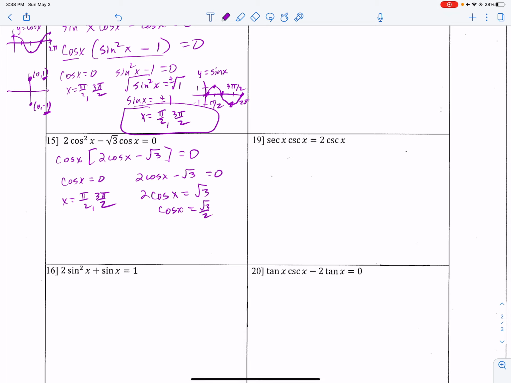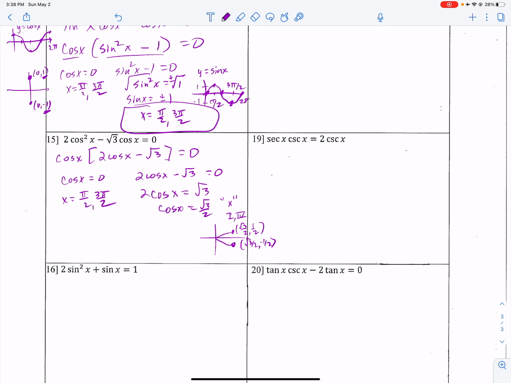Well, cosine is your x value in the unit circle, and I need all places where the x value is a positive root 3 over 2, which is in quadrant 1 and in quadrant 4, and it's going to be your 30-degree reference angles. So if I think on the unit circle here, at pi 6, I have root 3 over 2, up one half, or 30-degree reference angle, I have root 3 over 2, minus 1/2 in quadrant 4.